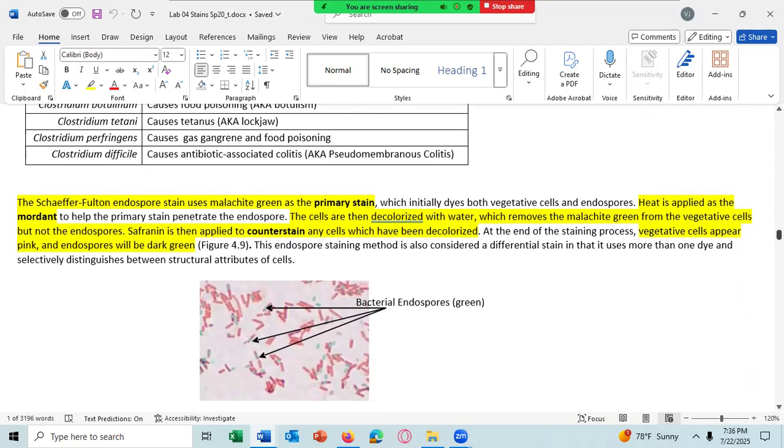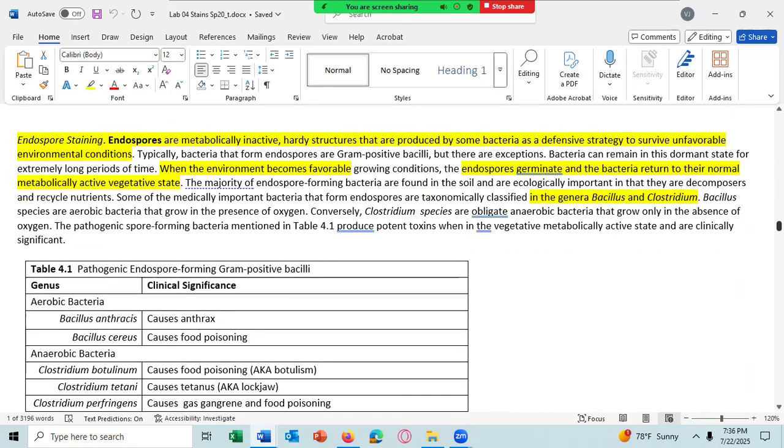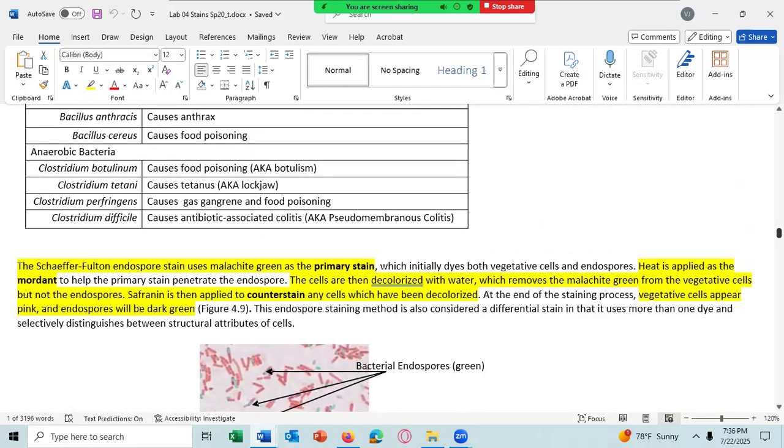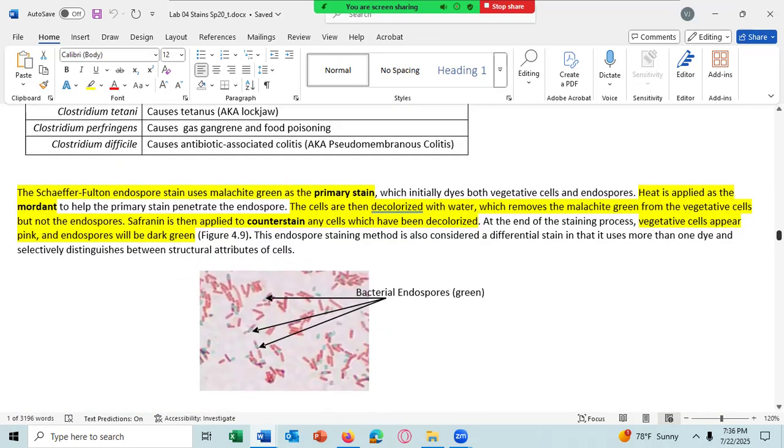All right, any question about the endospore stain so far? If not, let's talk about the Schaefer-Fulton endospore stain. It is an endospore stain invented by Schaefer and Fulton.